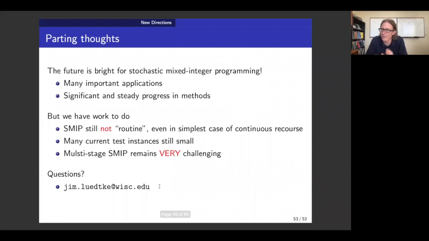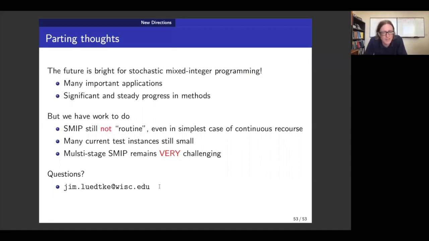Okay, so I did rush through those last few slides, but I finished close to on time. To wrap up, there are lots of important applications for stochastic integer programming, and there will be more as we improve our ability to solve these problems. We're making significant and steady progress in the methodology, but there's still work to do. Unfortunately, solving stochastic integer programs is still not routine.